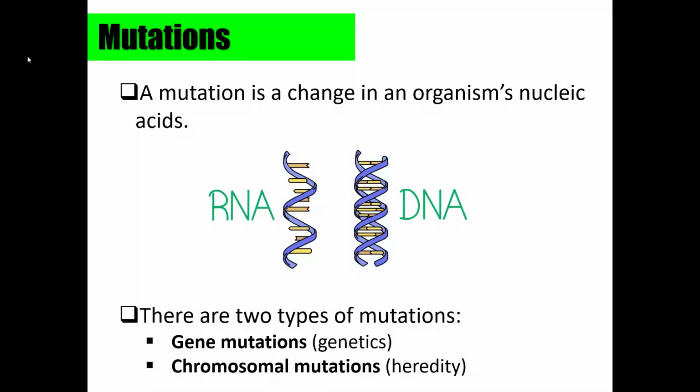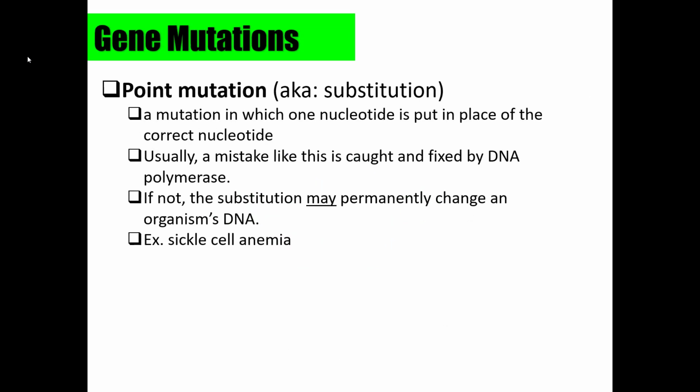So by definition, and you need to make sure you write this in your notes, a mutation is a change in an organism's nucleic acids. And there are two types of mutations. So we have gene mutations, which is what we're going to focus on in today's lesson since we're in our genetics unit. And then when we get to heredity, which is our next unit, we're going to come back and talk about chromosomal mutations. So today's focus is on gene mutations.